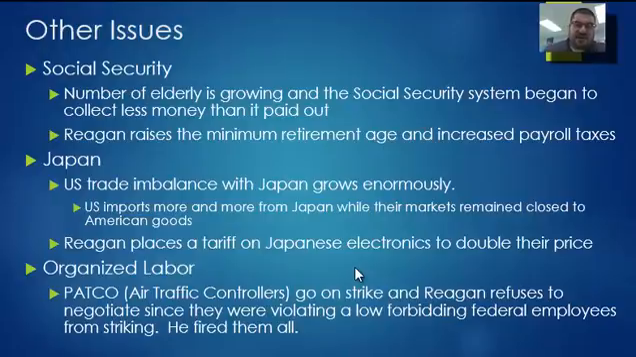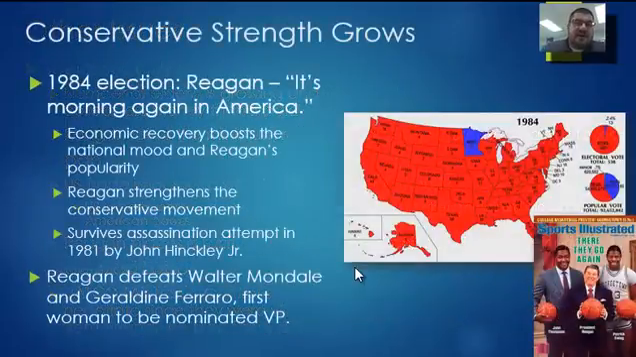But supporters of it said Reagan took a defiant stance and said he's not going to deal with this. So in 1984, Reagan's campaign motto is "It's morning again in America. It's good here. People are going to work down the road. It's a nice place to live." The economic recovery boosts the national mood and Reagan's popularity. Reagan also strengthens the conservative movement in his first term, so why wouldn't they elect him again?